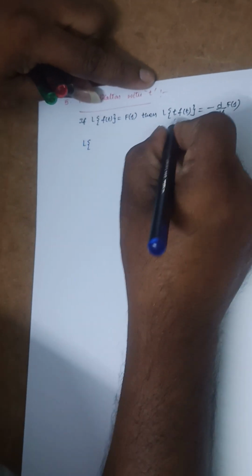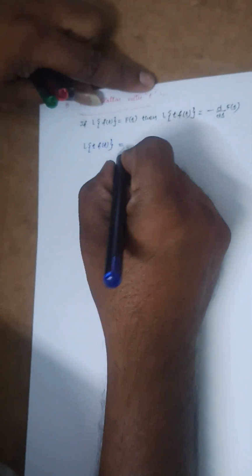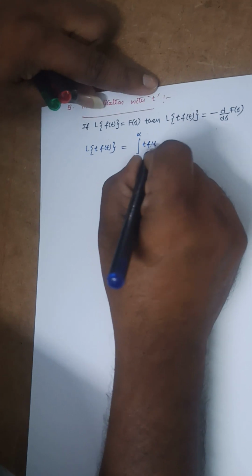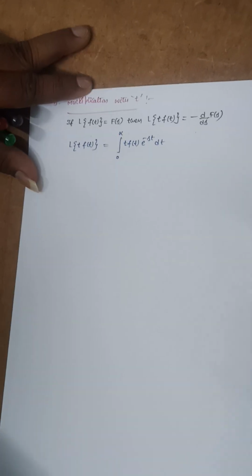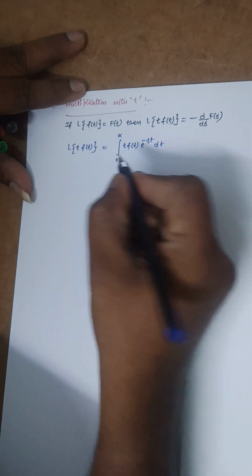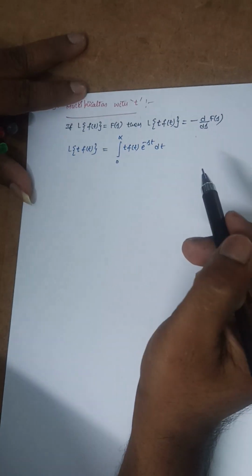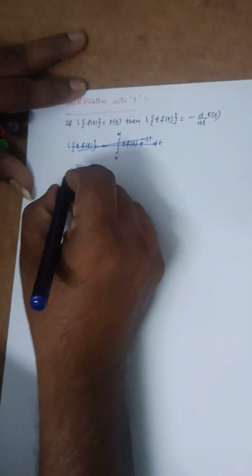Laplace transform of t into f of t is equal to integral 0 to infinity t into f of t e power minus st dt. Here, if I proceed like this, then I cannot find the value of this Laplace transform of t into f of t. So I am going to proceed in a different manner.